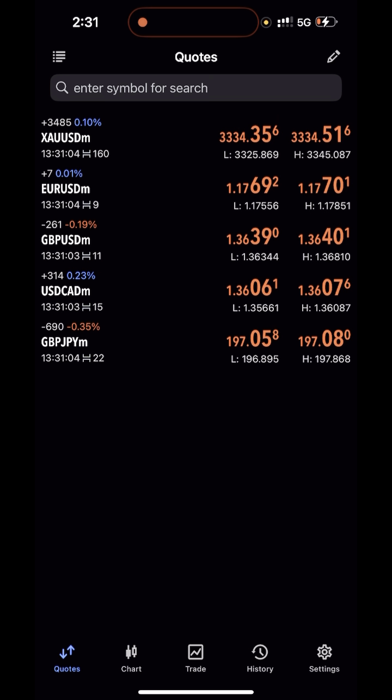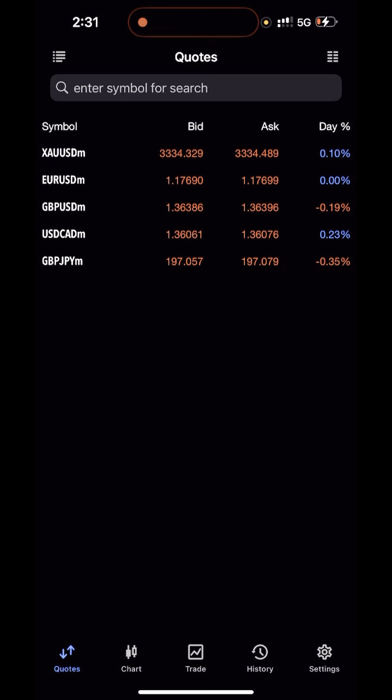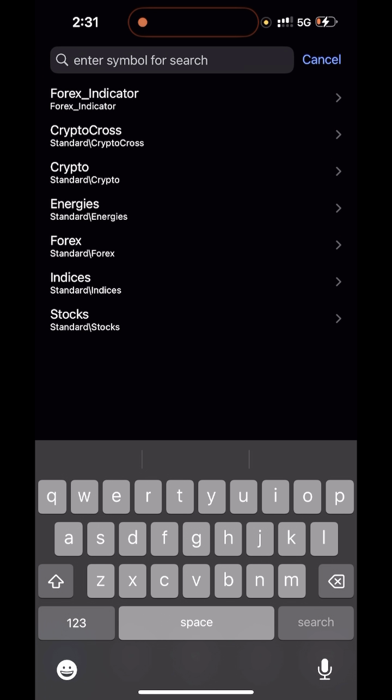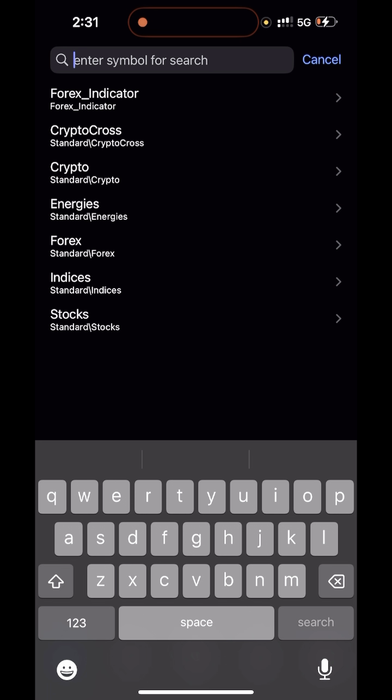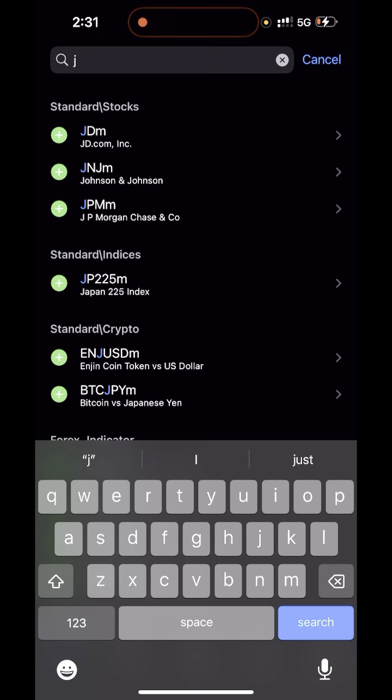To add that, you just tap here, then click on enter quote, and you can search for a symbol. Whatever symbol you want to add, for instance, Polish zloty, or let's add Japanese yen.